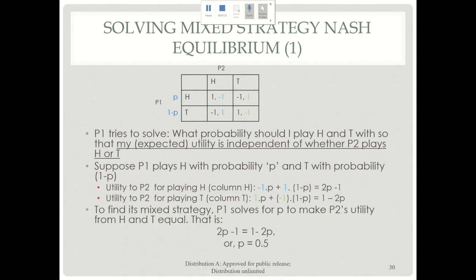Now, as the final step to find its mixed strategy, P1 solves for P to make P2's utility from its two actions H and T equal to each other. These utilities for P2 from H and T are the two expressions, 2P minus 1 and 1 minus 2P. This is just a linear equation, easy to solve, and P comes out to be 0.5. So P1's mixed strategy is to play H with probability 0.5 and T with probability 0.5 as well.